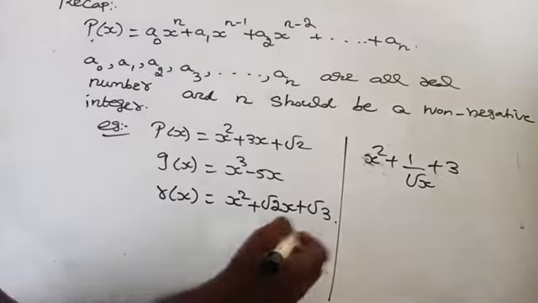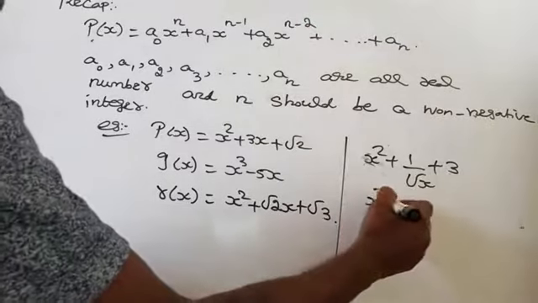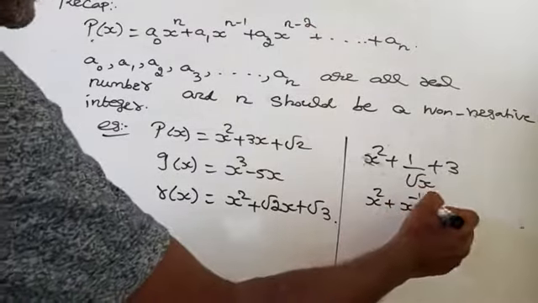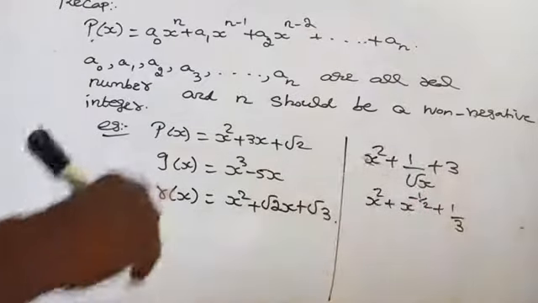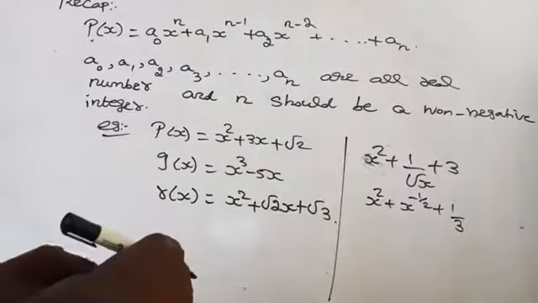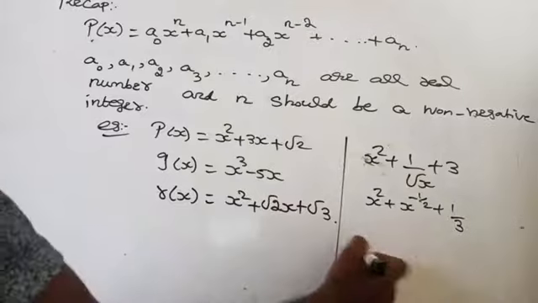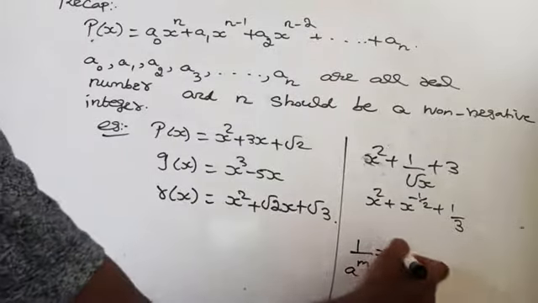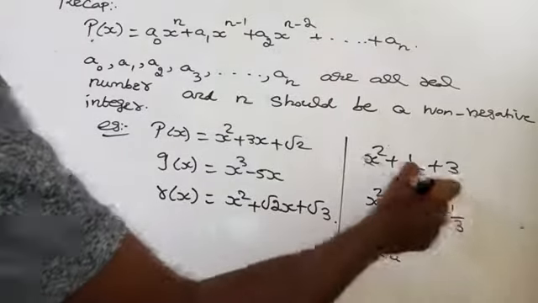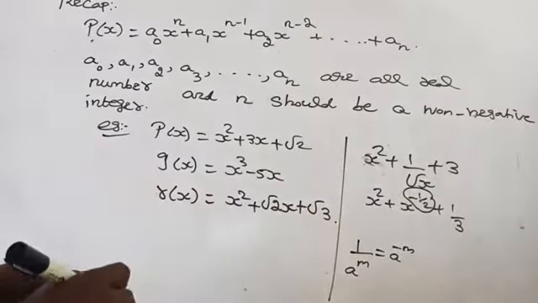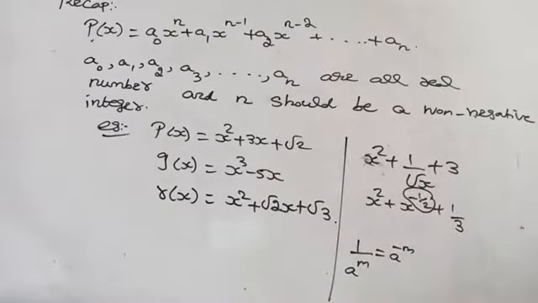How can you express this one? This can be expressed as x square plus x to the power minus 1 by 2, because root x means x to the power 1 by 2. When you bring it to the numerator, 1 by a to the power m is nothing but a to the power minus m. Here the power of the variable is a fraction. We know that n should be a non-negative integer. Here we are getting n as a fraction, therefore it is not a polynomial.